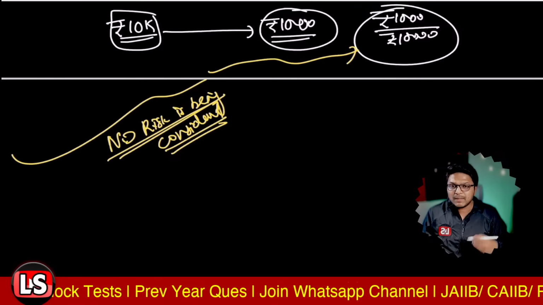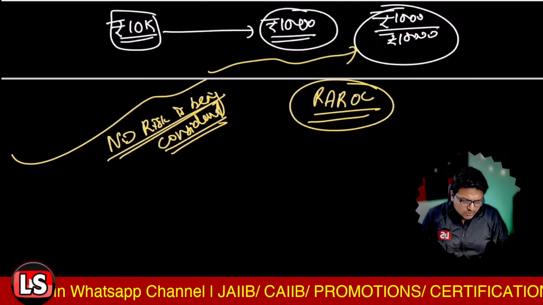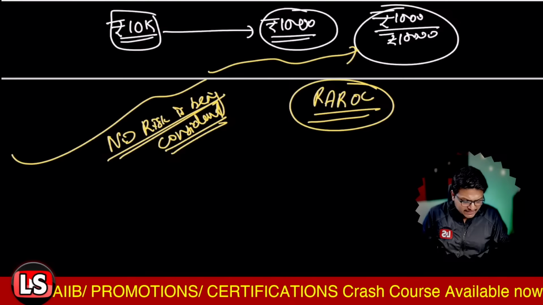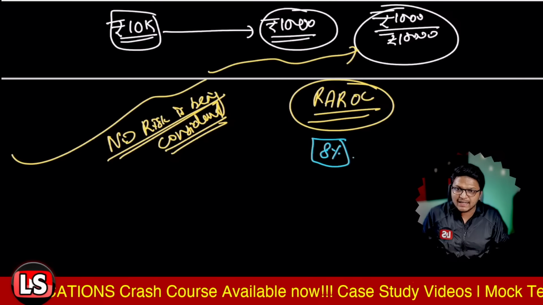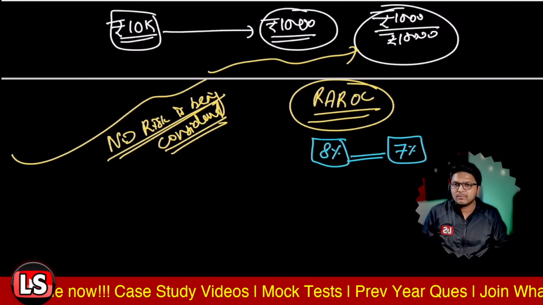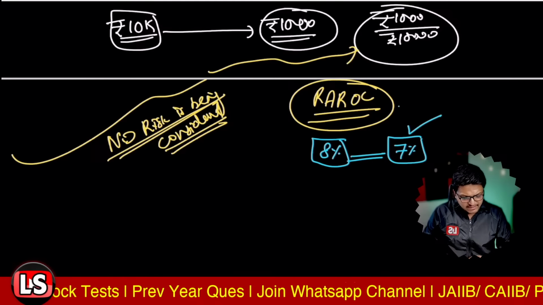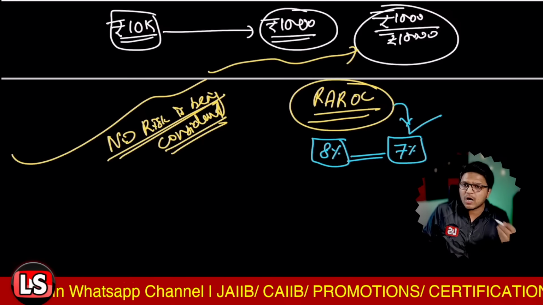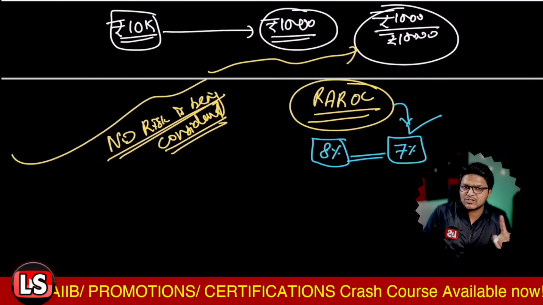That's the main funda. But in the case of RAROC, that is risk adjusted return on capital, you also consider the risk factor. What does it indicate? Let's say I have returns without considering the risk equal to 8%, and let's say I have a RAROC of 7%. Which is more appropriate and more meaningful to me? Definitely the second one, the 7% RAROC, because I already know that even if the risk is there, this much return I'm going to get. That is the risk adjusted return on capital.